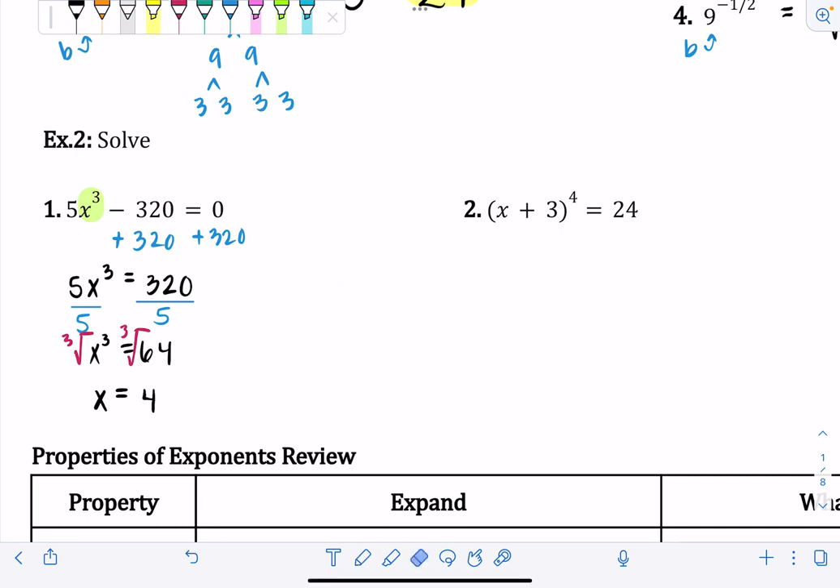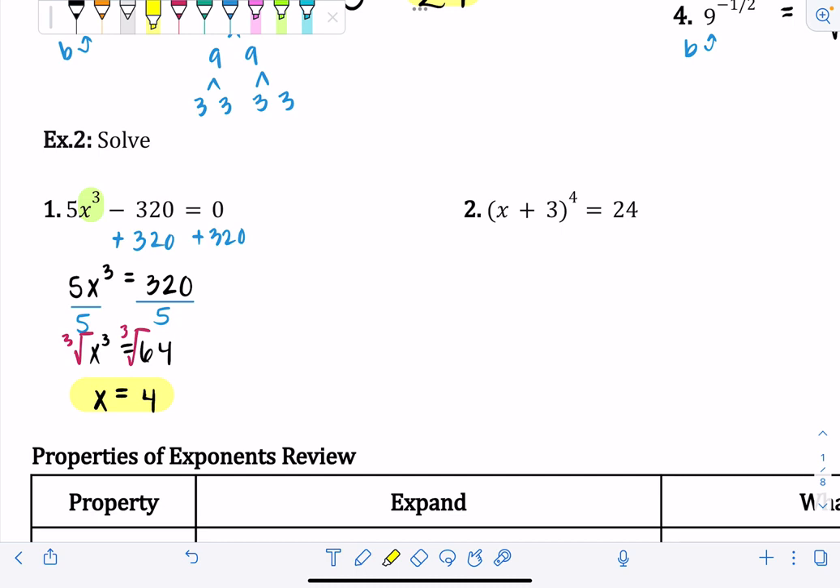We just have to use the one or the other, because if I were to say negative 4 was also a solution, well, if I take negative 4 and cube it, it's not positive 64, it's negative 64 because we have 3 negatives multiplied together. Okay, so for any odd root, you just have the positive or negative answer depending on what number was inside your radical. So just x equals 4.